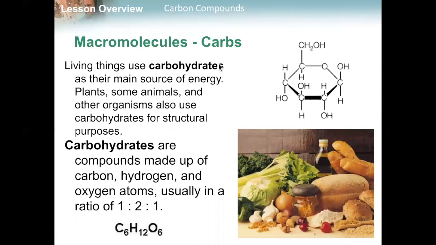For carbs, living things use carbohydrates as their main source of energy. Plants, some animals, and other organisms also use carbohydrates for structural purposes. Carbohydrates are compounds made of carbon, hydrogen, and oxygen, usually in a ratio of 1:2:1. So 1 carbon to 2 hydrogen to 1 oxygen.